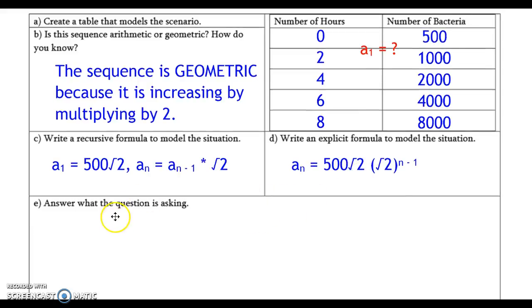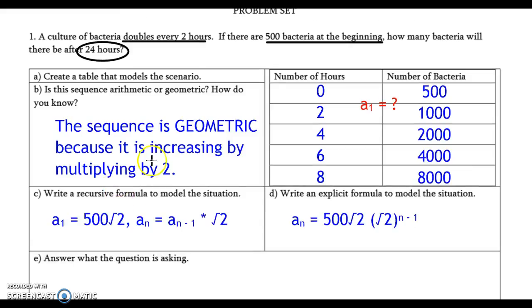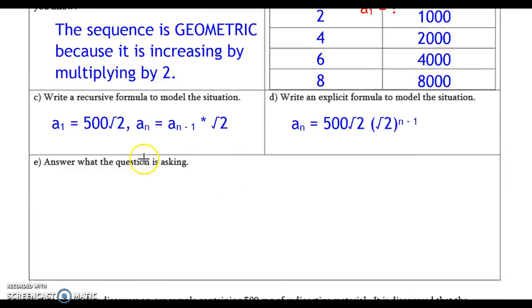Now we can answer what the question is asking. It's asking how many bacteria will there be after 24 hours. So what we have to do is use 24 as our value, as our number of hours. As soon as we're done with this method, I'm going to show you a slightly easier method, but I'd like you to try this right now. Try to answer what the question is asking by substituting 24 into the explicit formula.